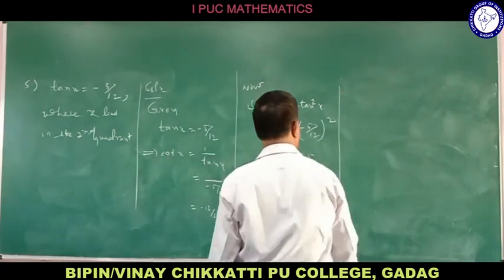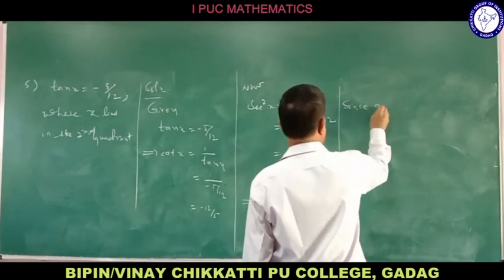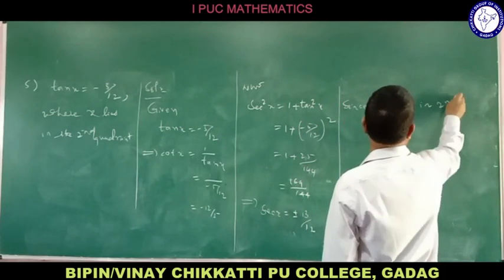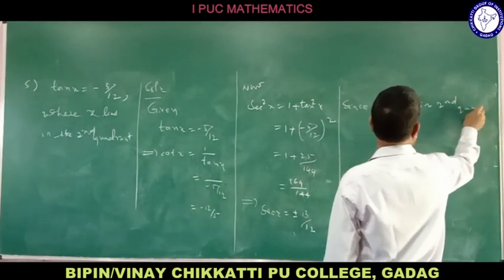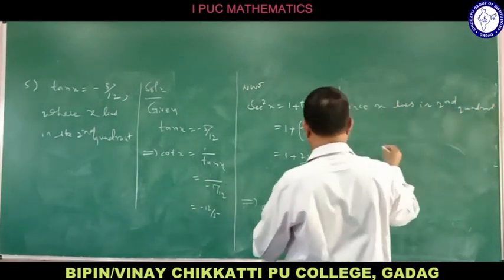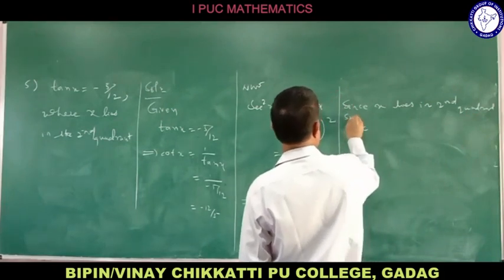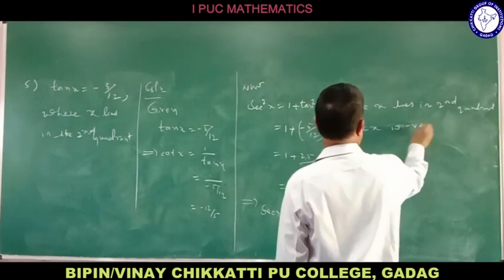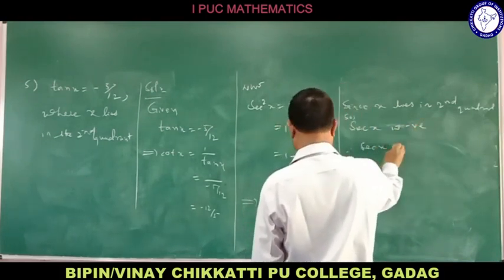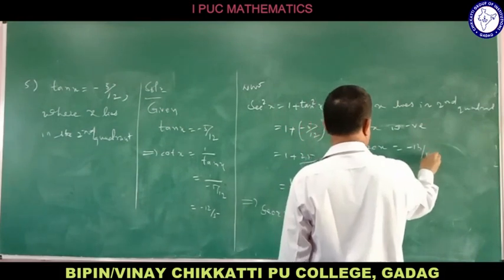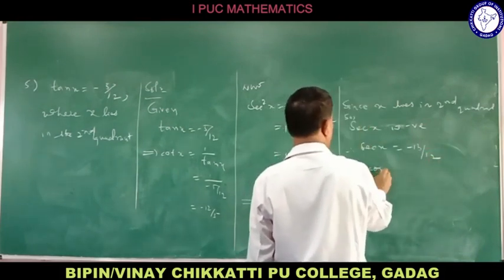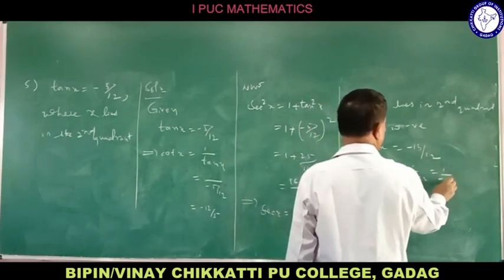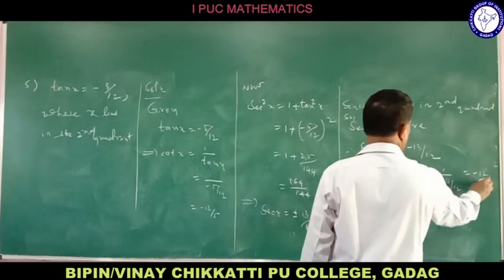So here you understand that since x lies in the second quadrant, what will be the sign of sec x in the second quadrant? Second quadrant sec x is negative, therefore sec x is minus 13 by 12. This implies cos x is equal to 1 upon sec x, that is 1 upon minus 13 by 12, this is minus 12 by 13.